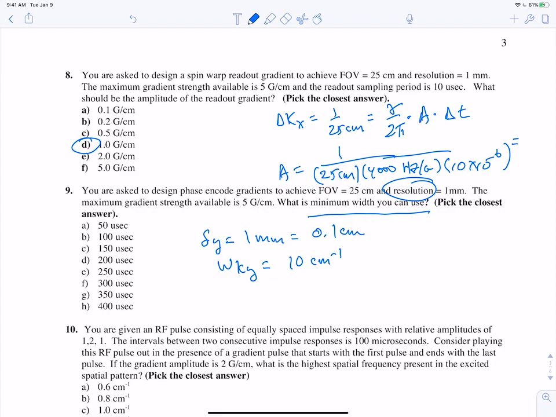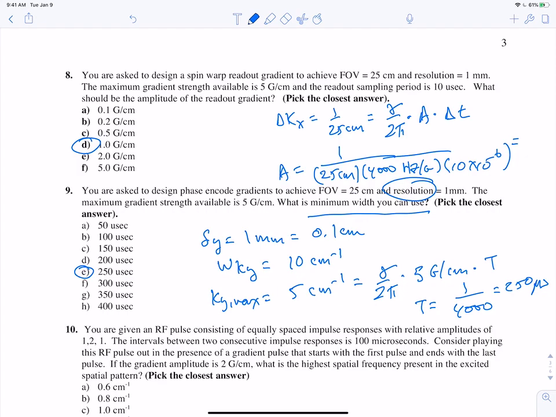And then we want to get out to half of that, so ky max is half of that, 5 inverse centimeters, right? And we get that with gamma over 2 pi times my 5 Gauss per centimeter times my time, right? So it looks like the time is just going to be equal to 1 over 4,000, which is 250 microseconds.